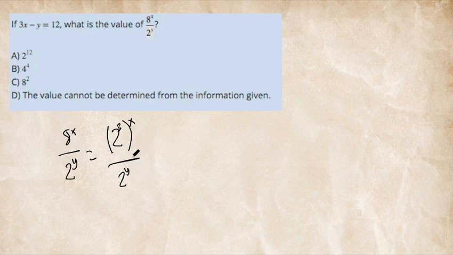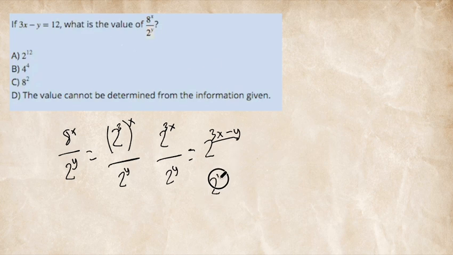Now we know that when powers are raised to each other, we can just multiply them. So this becomes 2 to the 3x over 2 to the y. And then we know when powers are like this in the numerator and the denominator, we can simply do 2 to the 3x minus y. Now, conveniently, 3x minus y is given in the question as 12. So it's simply 2 to the 12, and that is over here letter A, right?